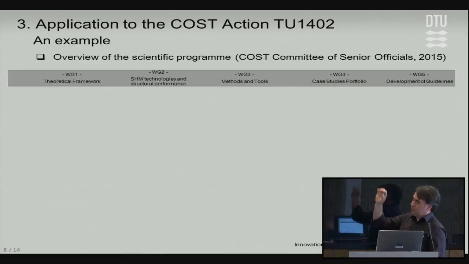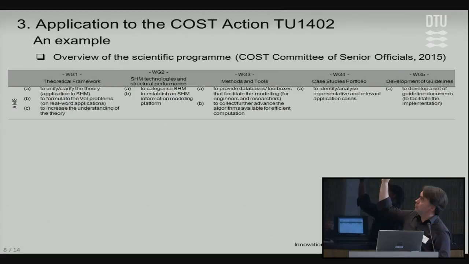So the question now is how we could do this during this COST Action. I'll try to present here an example, very simple. So this is very draft. What I present here is a table that I developed based on the memorandum of understanding. I put here for each working group what the aims are and also what the proposed approaches are for each aim.